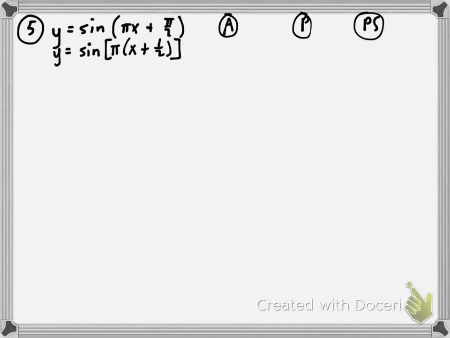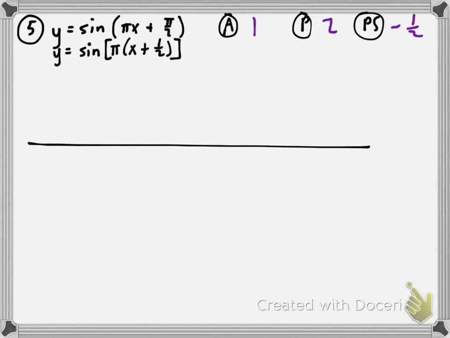And number 5, amplitude again of 1, period of 2 pi over pi, so the period is 2, and the phase shift of negative 1/2. So we do this. I know I had some students asking me about this one in class, and the question is, well, how do you do it? Well, you do it the exact same way that we've been doing all of them.